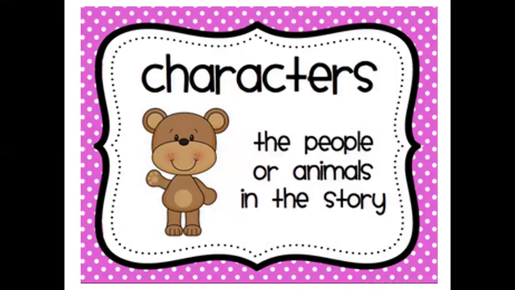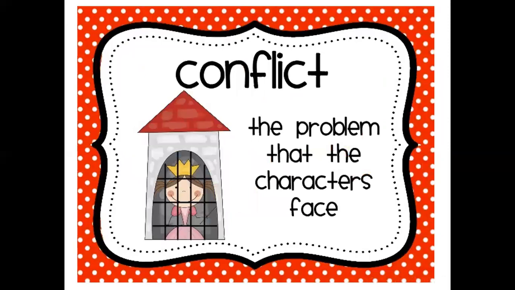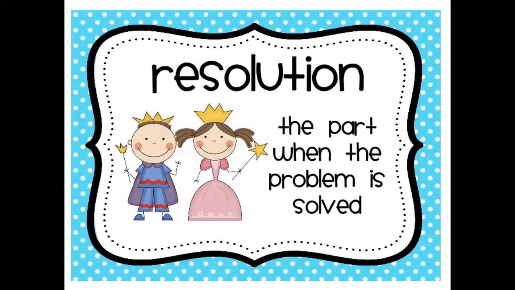The characters, who are the characters? Bruno and the squirrel. So the characters are the people or animals in the story. Here we have conflict. The conflict is the problem of the story, like in Bruno's New Home. Bruno doesn't fit inside the opening of the cave. This is the problem. And how did he solve it? The resolution. How did he solve the problem? What was the solution? The squirrel helped him to make it bigger or to clean the dirt.